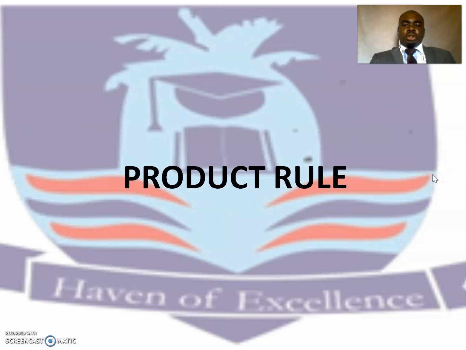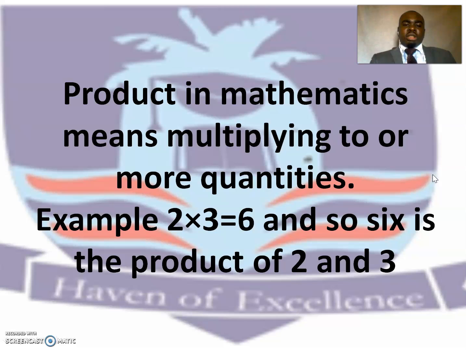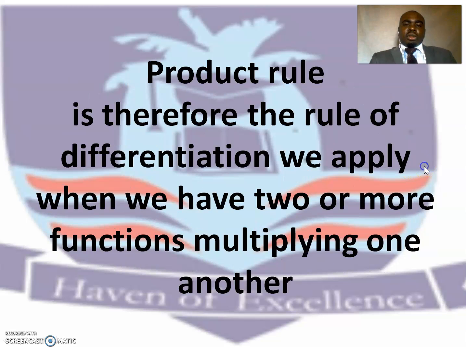So what is product rule? Product in mathematics simply means multiplying two or more quantities. So when we have 2 times 3 equal to 6, we can say that the product of 2 and 3 is 6. So product rule in differentiation simply means when we have 2 or more functions multiplying one another, how do we differentiate them?